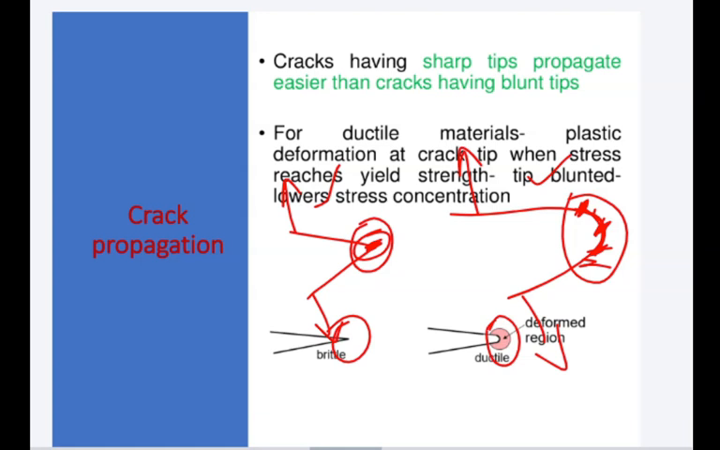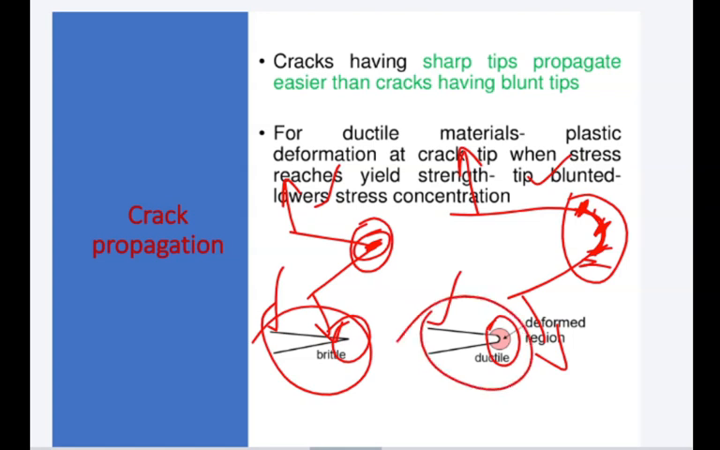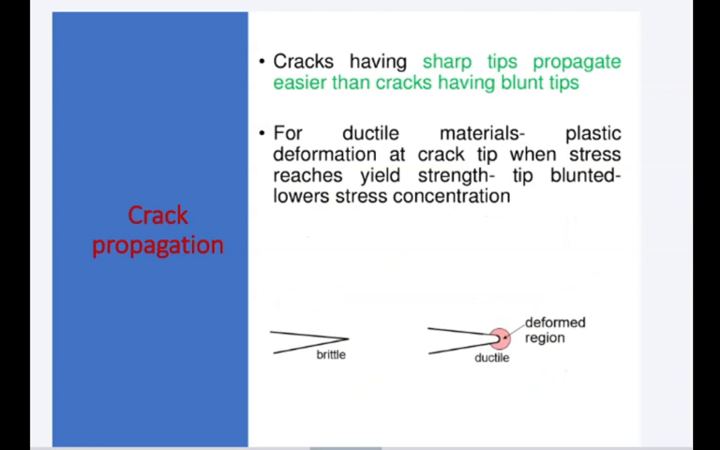So if you apply the same amount of stress to this material and this material, this one will break faster as compared to this. So that's why in the design, we are trying to avoid the sharper corner. This is a very important point. Whenever you are designing anything, if it is possible, you have to avoid the sharp edges, the sharp corners, right? Is it clear?